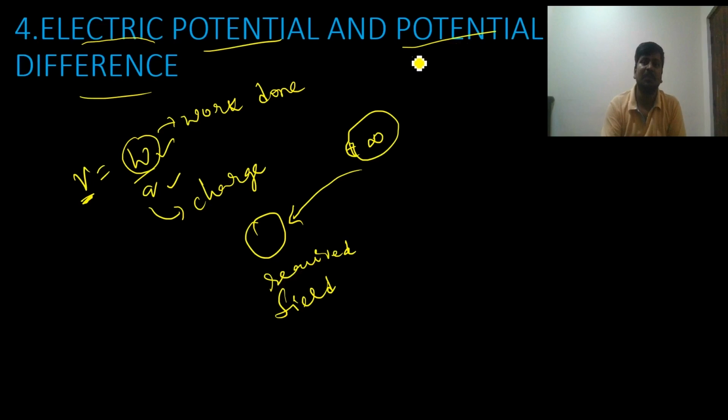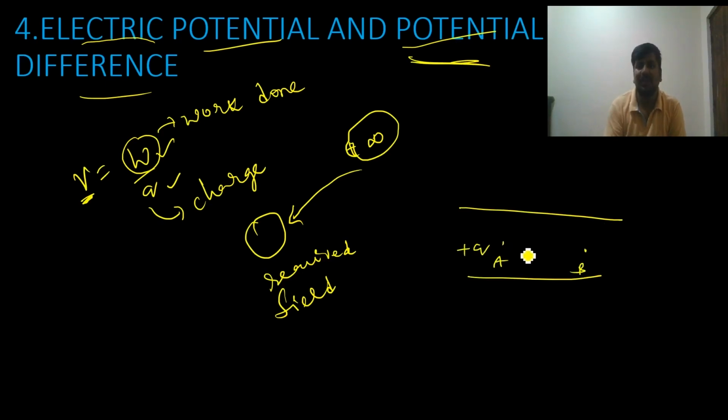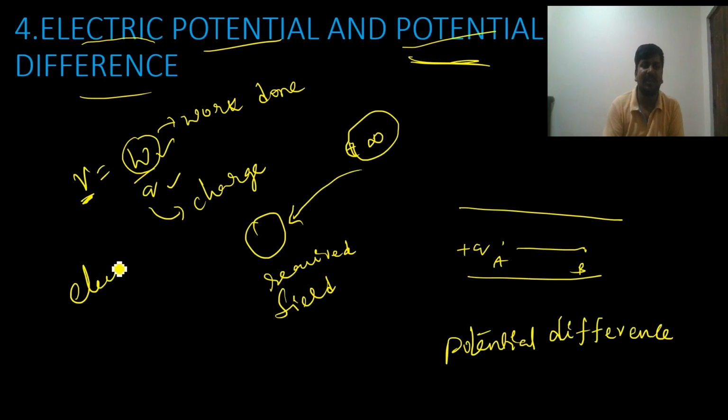So coming to the potential difference. What is the potential difference? The work done to bring unit positive charge from one point to another point within the conductor is known as potential difference. So the formula will be the same. So what is the change in it? The change is electrical potential.